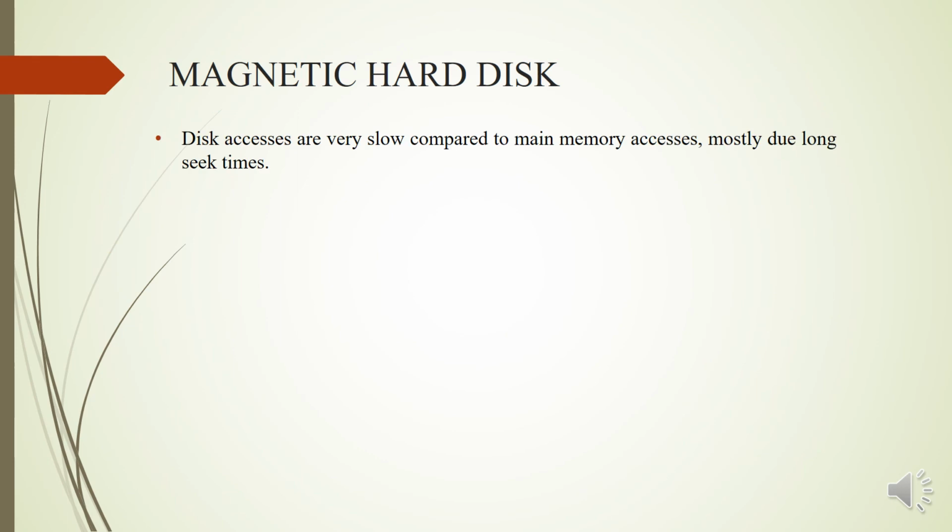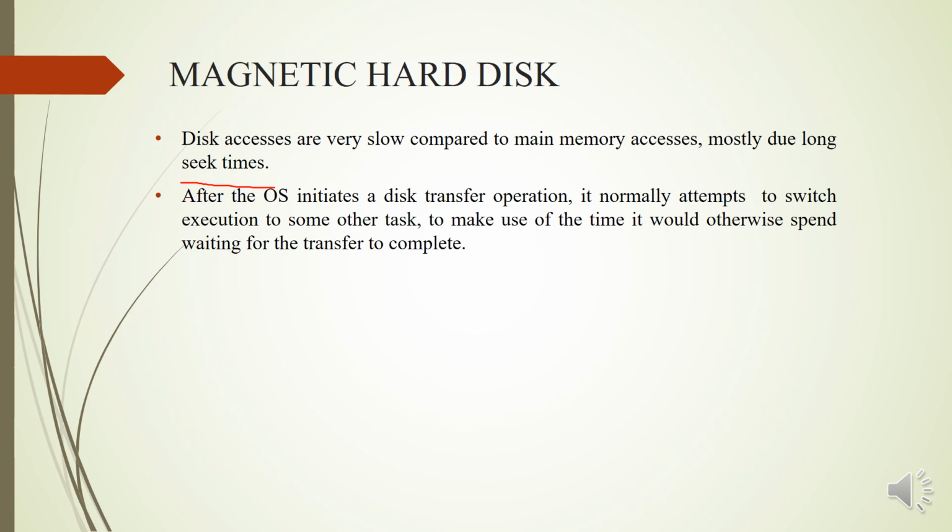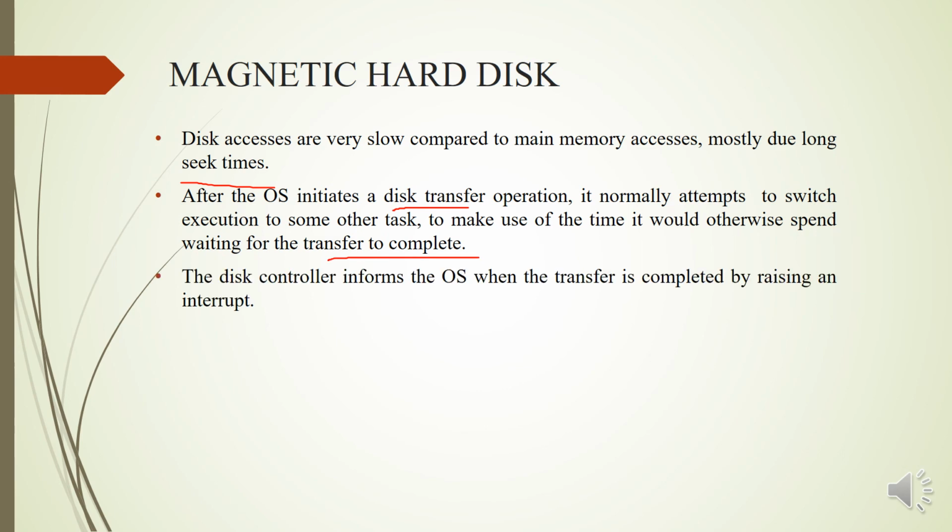Disk accesses are very slow compared to main memory accesses, mostly due to long seek times. After the OS initiates a disk transfer operation, it normally attempts to switch execution to some other task to make use of the time it would otherwise spend waiting for the transfer to complete. The disk controller informs the OS when the transfer is completed by raising an interrupt signal.